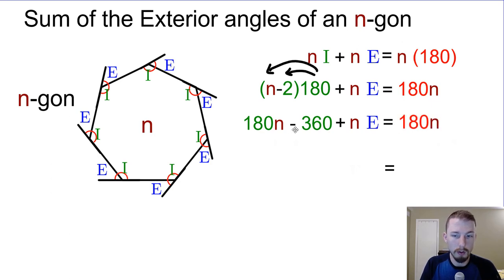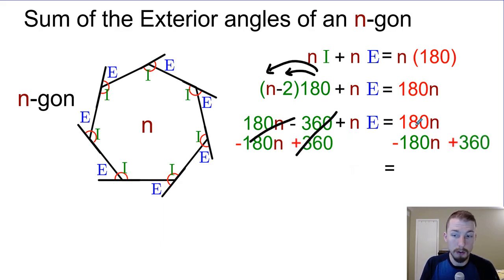Then we want to solve for this. So we need to move all this stuff to the other side. So what I'm going to do is subtract 180n from both sides and then add 360 to both sides. When I do that, of course, these are going to add up to 0, and these also add up to 0, leaving us with just 360. So what I'm left with is the n exterior angles are going to add up to 360 degrees.